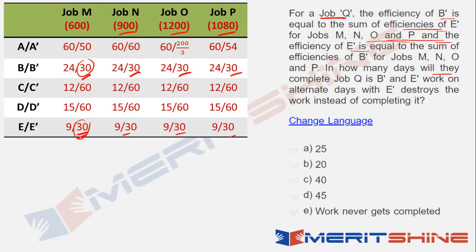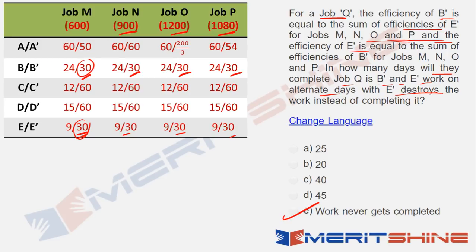Question is, in how many days will they complete job Q? This is if B dash and E dash work on alternate days, with E dash destroying the work instead of completing it. You know that B dash and E dash are equally competent here, and they do equal work. So one day B dash, whatever he does, E dash destroys it. So it's zero work that happens in every 2 days. So the work would never get completed. They compensate for each other's work. Nothing is going to happen over here.